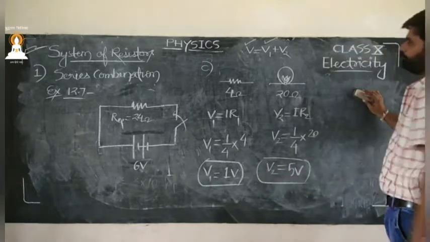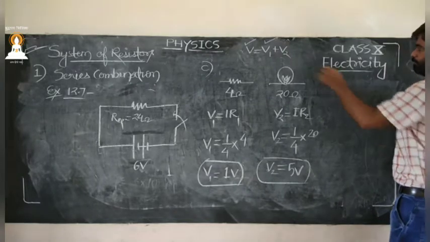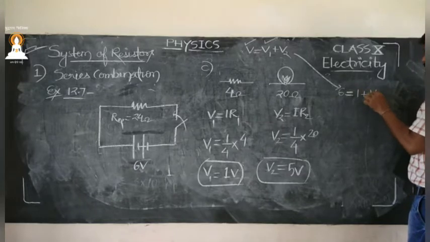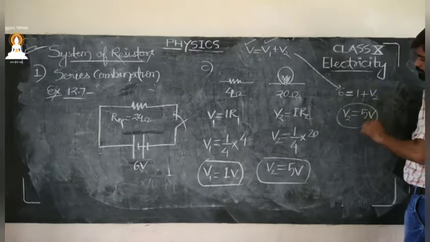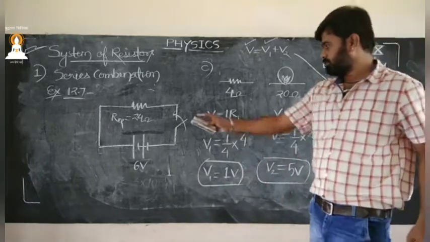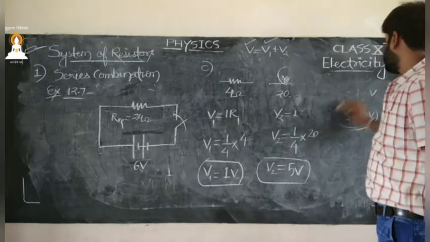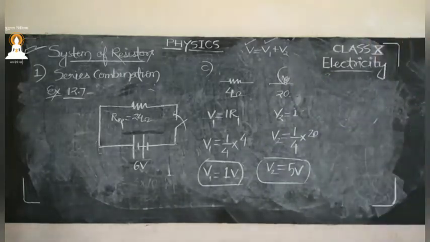Now this is 1 and that is 6. From here, 6 is equal to 1 plus V2. So V2 will be equal to 5 volt, the same thing. So this is the way to solve such types of combinations. So this was the series combination.